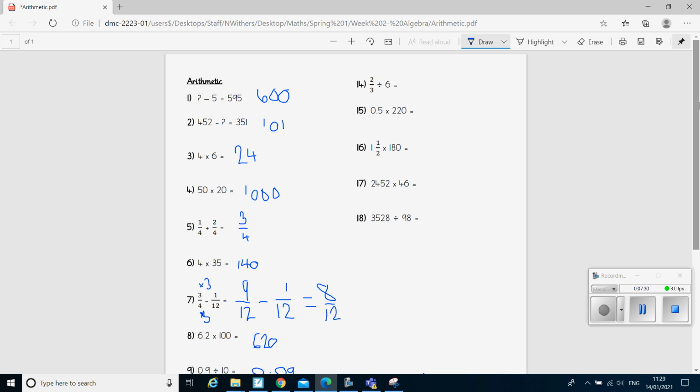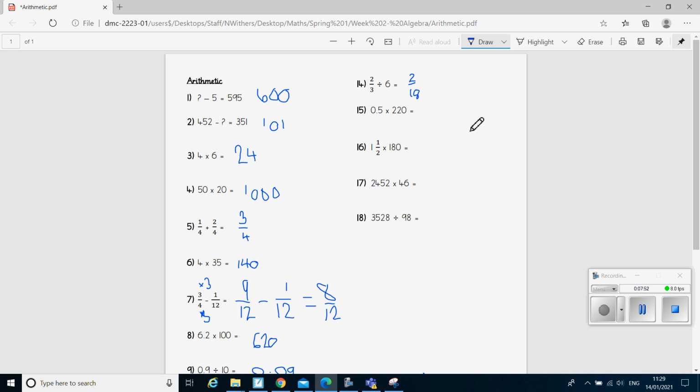Okay, question 14. Again, we've been looking at these this week. We are doing a fraction divided by a whole number. In this case, the numerator doesn't change, so the 2 on the top will stay there, and on the bottom we've got to do 3 times 6, which is 18. So our answer is 2/18.